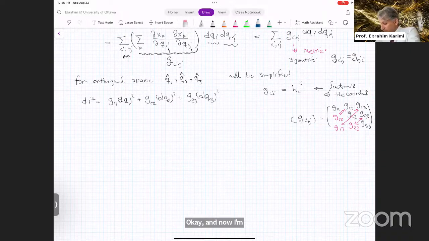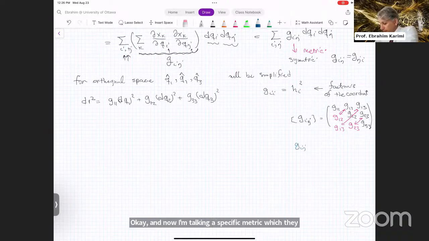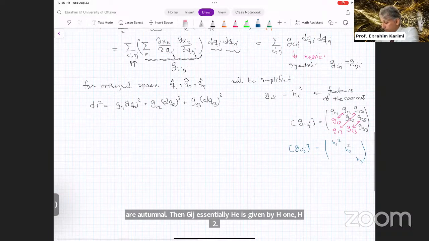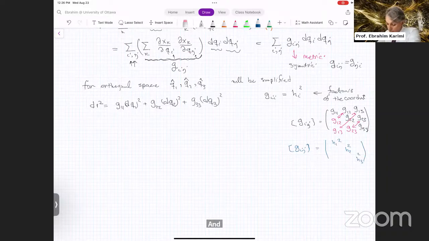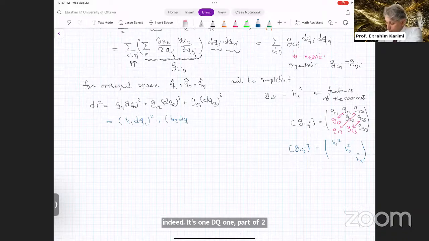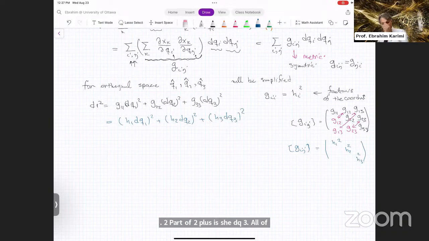Okay, and now I'm talking about a specific metric which is orthogonal, then Gij essentially is given by H1, H2, and H3 power of 2. So the result of this will be indeed H1 dQ1 power of 2, H2 dQ2 power of 2, plus H3 dQ3 power of 2. Okay. Questions?